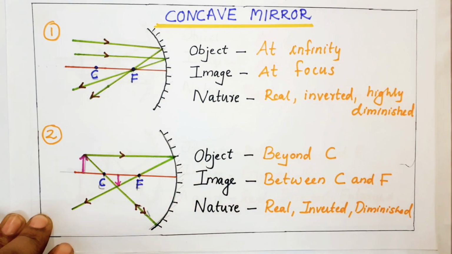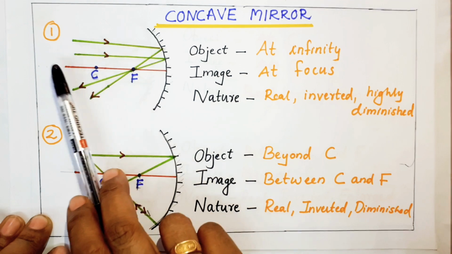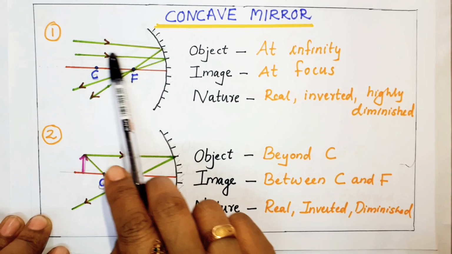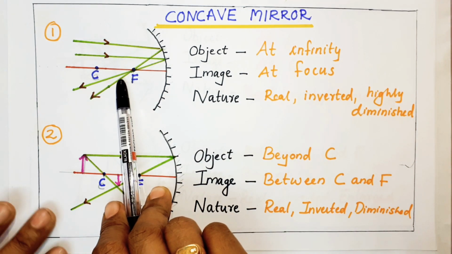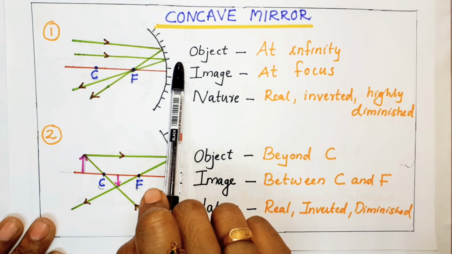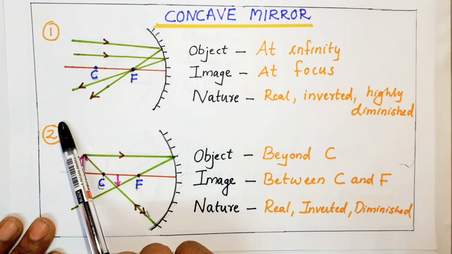So here is a main point you should remember. If I show the light rays coming parallel, it means I am taking the object at infinity. For this case, your object is at infinity. That is the reason why I am drawing parallel lines. It is coming from very far, so parallel rays are coming. It is incident on a concave mirror. After reflection, it is going through focus.